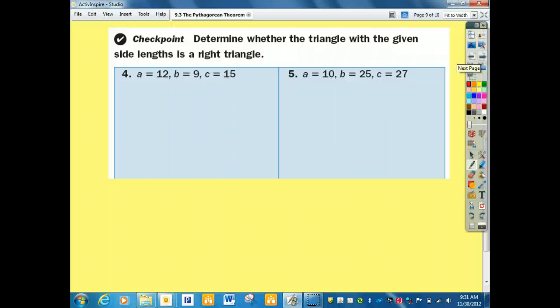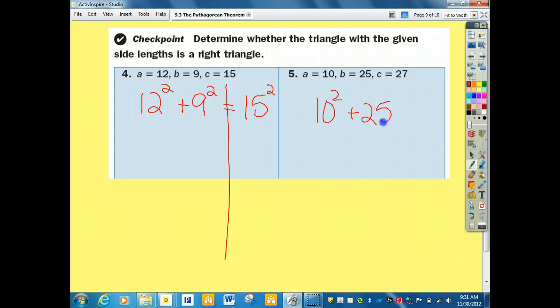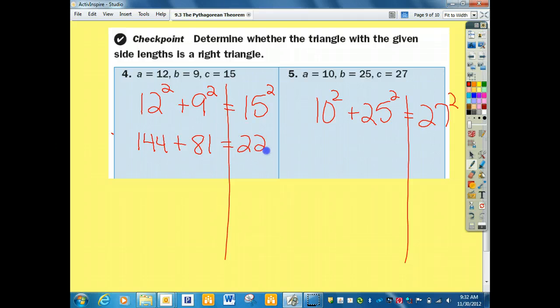Number 4. That was easy. Number 4, are we believers? It works? You're saying this is a right triangle. So what is 12 times 12? 144. Plus 9 times 9? 15 times 15? 225. So 225 equals 225. This is a right triangle.